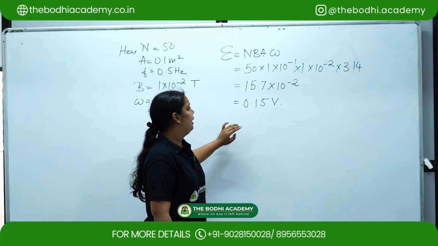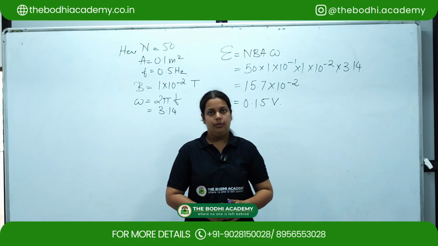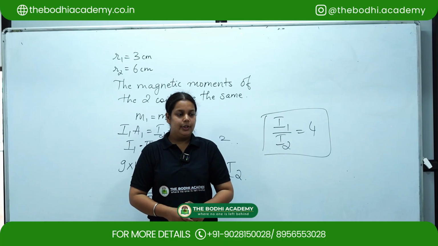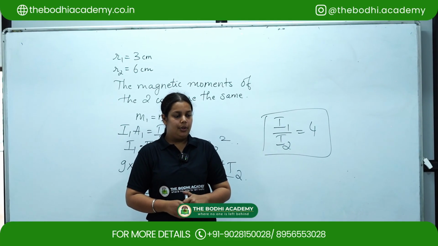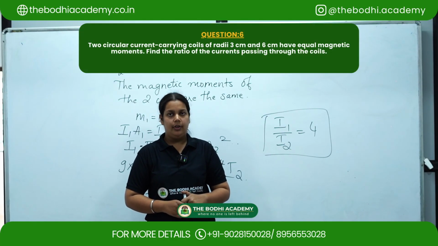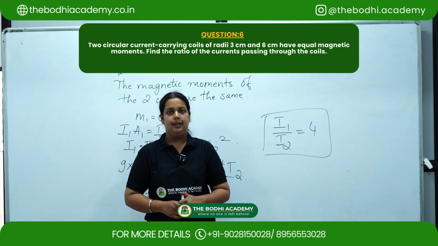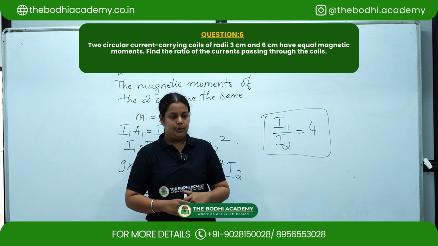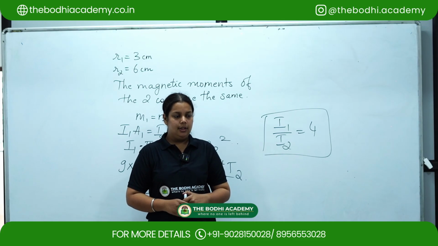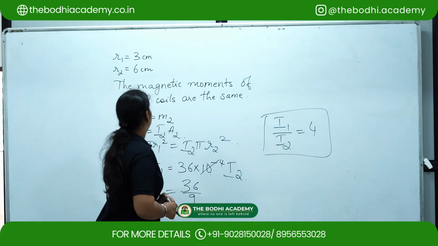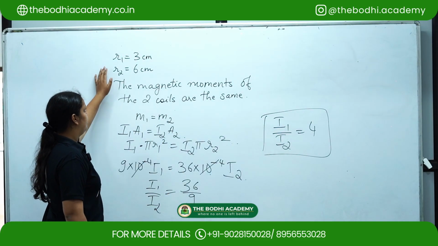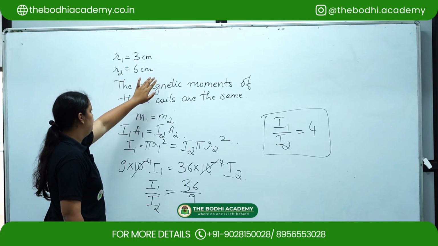So rounding up, we'll get the value as 0.15 volts. Coming to the next question: two circular current-carrying coils of radii 3 cm and 6 cm have equal magnetic moments. Find the ratio of the currents passing through the coils. So we have the radius of the first coil as 3 cm and the radius of the second coil as 6 cm.